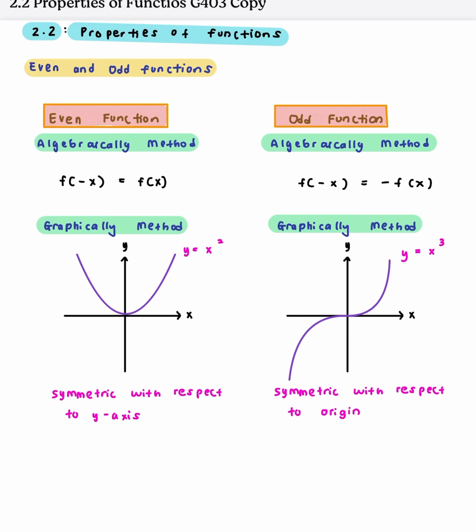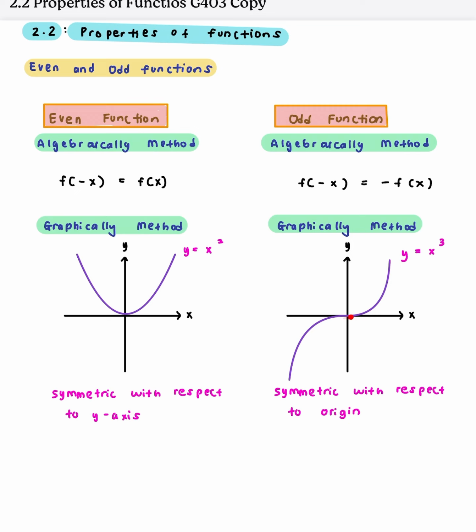Okay, look at the odd function. Using the first method, the algebraic method, if you substitute negative x into the function, and at last your answer is negative f(x), then you have the odd function. If using the second method, what is the criterion of the graph? The graph will be symmetric with respect to the origin.